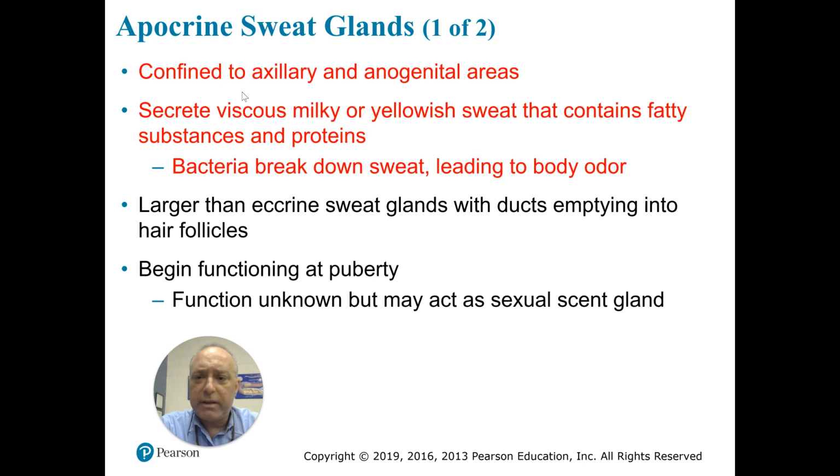So the apocrine sweat glands are confined to the axillary and anogenital regions. So apocrine for anogenital. And it's thought that these will transmit different chemicals for sexual identification. And so they secrete viscous, milky or yellowish sweat that contains fatty substances, proteins. There's bacteria that breaks down sweat, leading to body odor. So the apocrine glands are the ones that will produce your body odor.